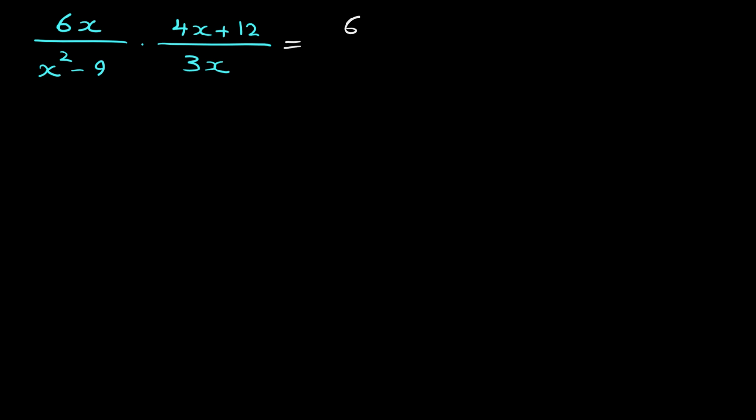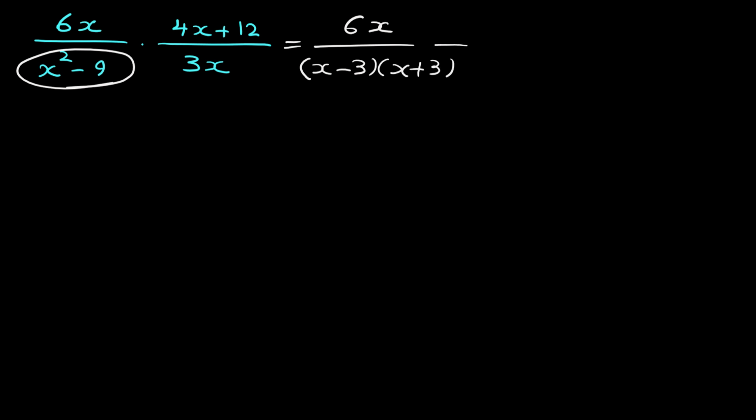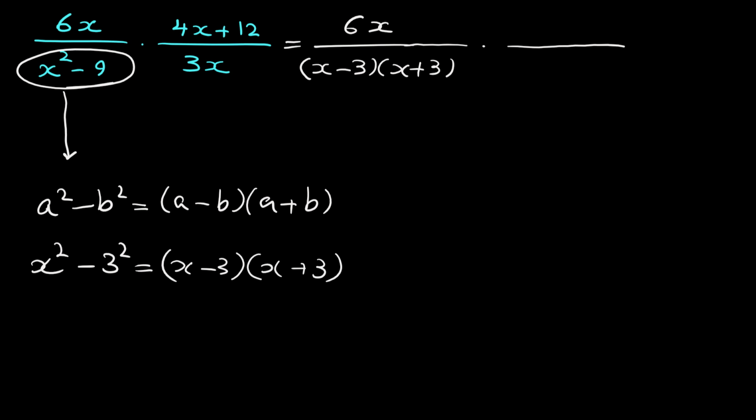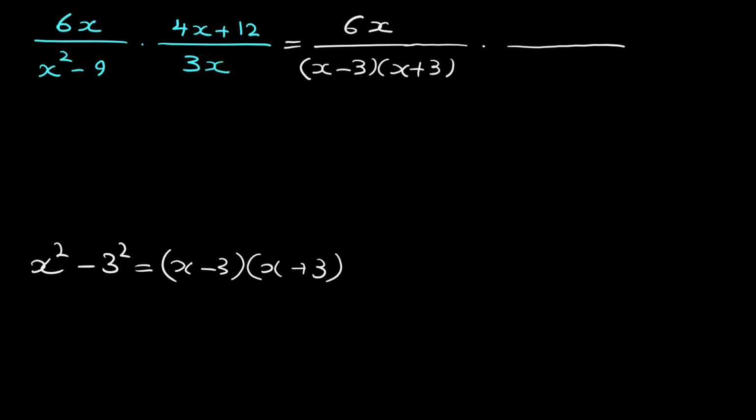Here in this example we have 6x over an expression in the denominator that can be factored as x minus 3 times x plus 3. How can we factor this? Let me remind you of the identity a to the 2 minus b to the 2 is a minus b times a plus b. Based on this identity, x to the 2 minus 9, which is 3 to the 2, can be written as x minus 3 times x plus 3. So we can factor the denominator in this way.